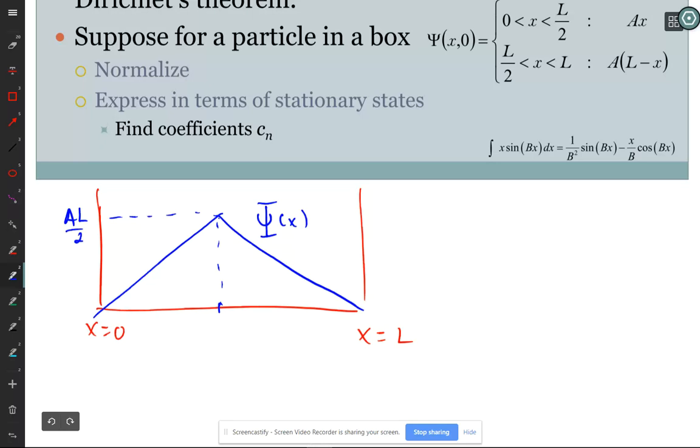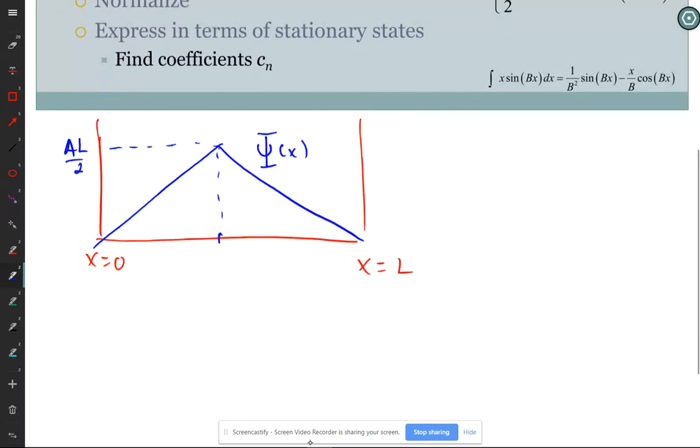Now, before I even move on, what's the probability density look like? That's the wave function. What does the probability density look like? That squared. It's going to be that squared. So it's going to be like that. It's more peaked in the center for the probability.